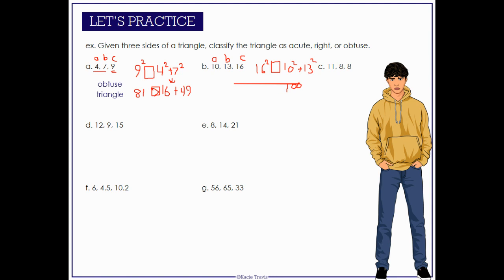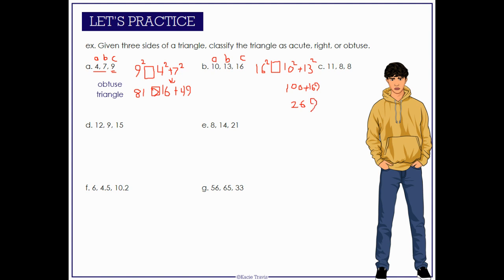All right, so I know 10 squared is 100. 13 squared is 169. So this is going to be 269. Now, this pen is just doing a lot, people.